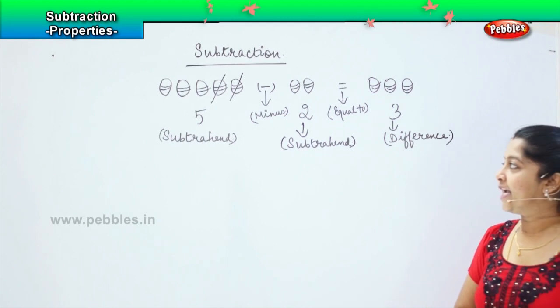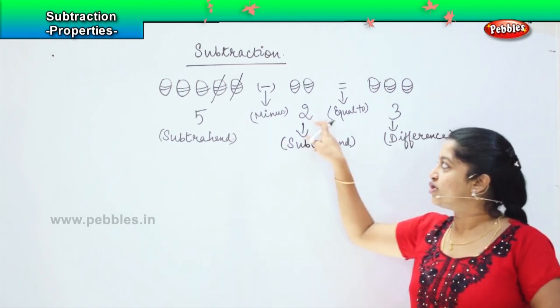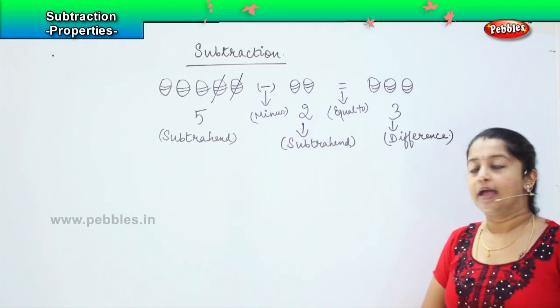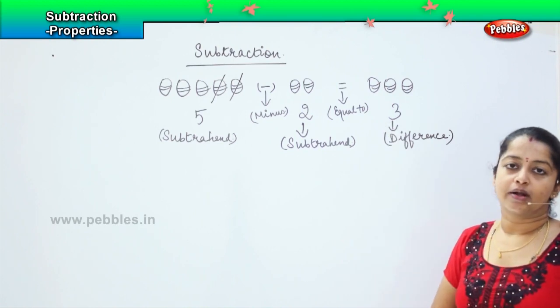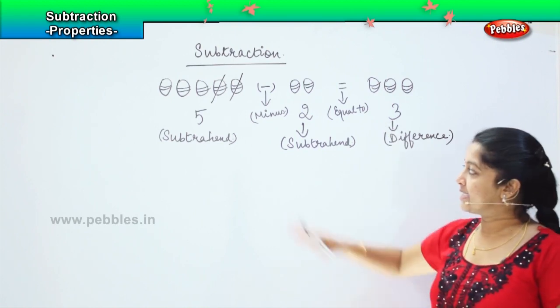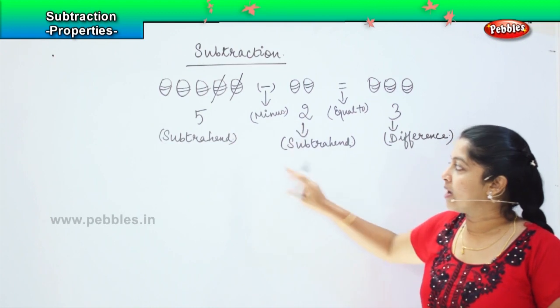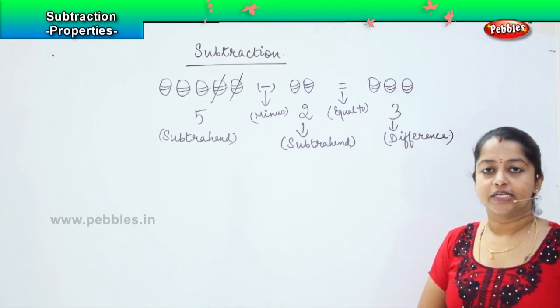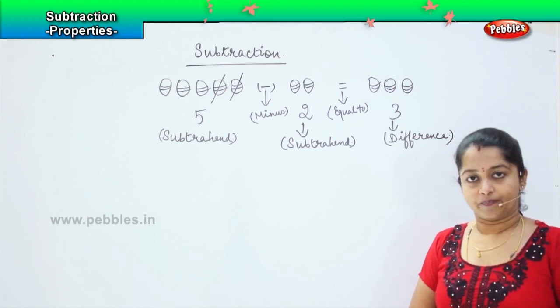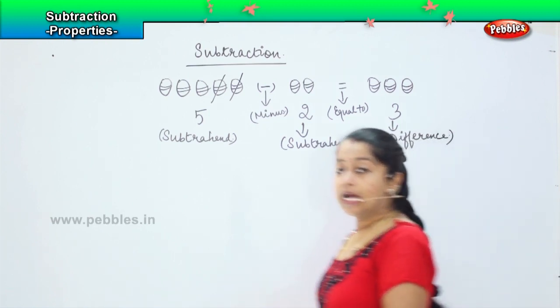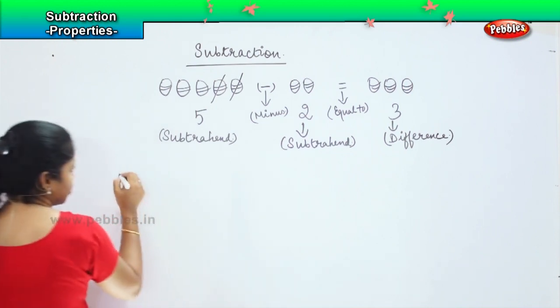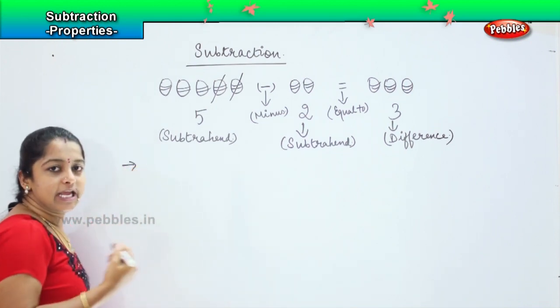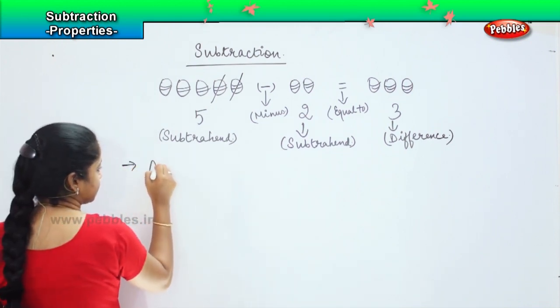Fine. So in addition, we learned that these two numbers are called my addend and the answer which I get is called my sum. Whereas in subtraction, the numbers are called subtrahend and the answer or the value which I get is called my difference. Clear, children? Now coming to the properties. So the first property is the same as my addition.